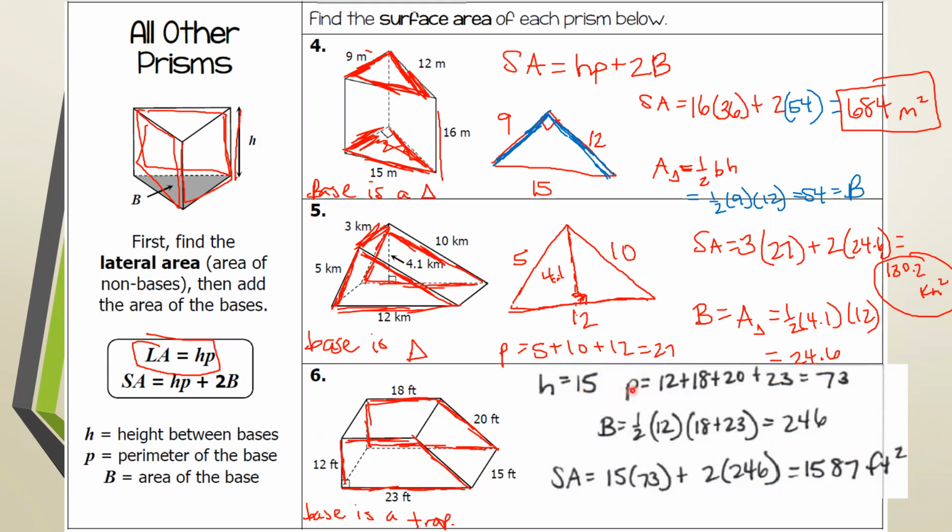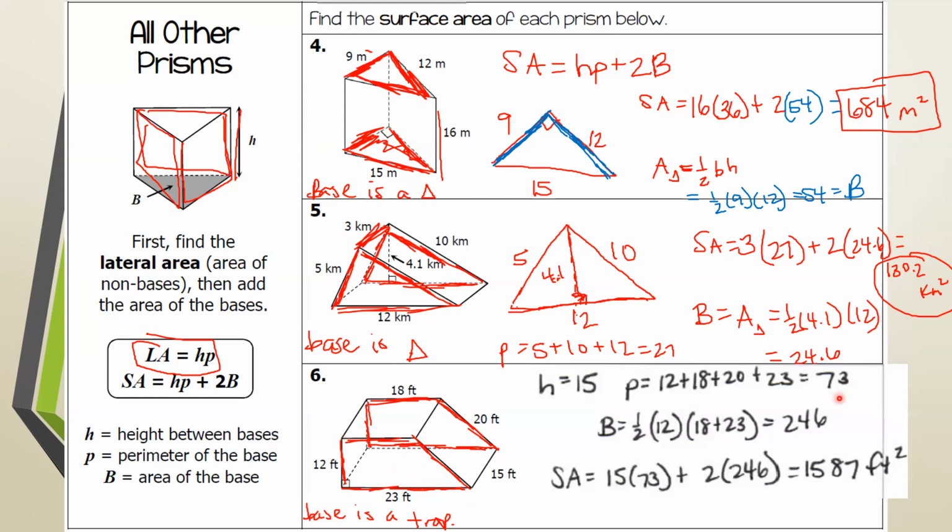The perimeter is the perimeter of the base. So looking at one of those trapezoids, you've got a 12, a 23, 20, and 18. So you add those together, and that will give you the perimeter of that trapezoid. So the perimeter is 73.